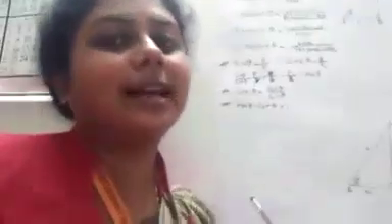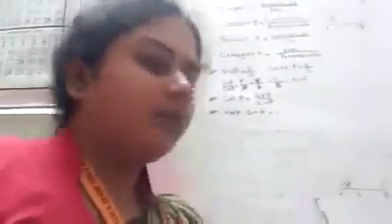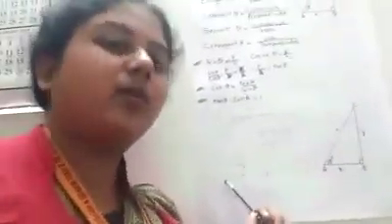Hence proved. Next, similarly, 1 plus tan square theta. If we solve in the same way, we will get sec square theta. This is also another very important formula: 1 plus tan square theta is equal to sec square theta. And the last one, 1 plus cot square theta is equal to cosec square theta.